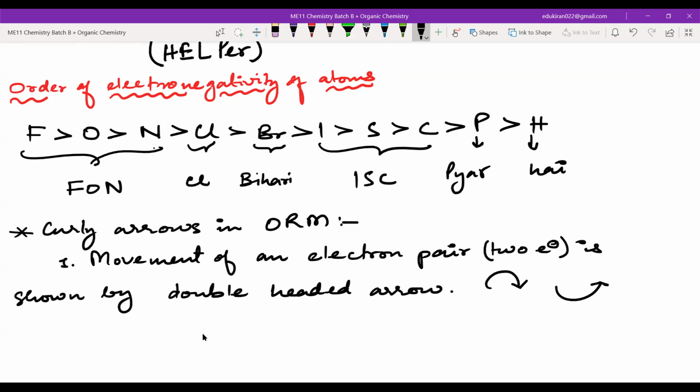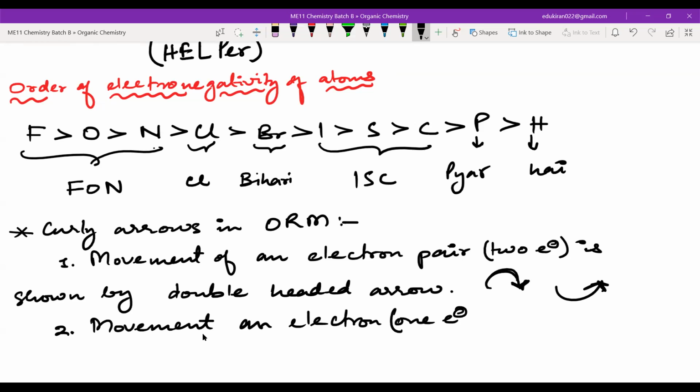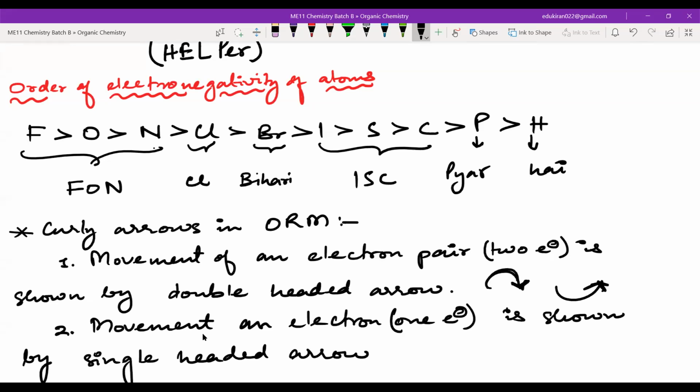Second, this is important. I mean this side or that side, that is not very important. So double-headed arrow. Secondly, movement of an electron, that means 1 electron, is shown by a single-headed arrow. So you will have either like this or like this. So these are single-headed arrows.